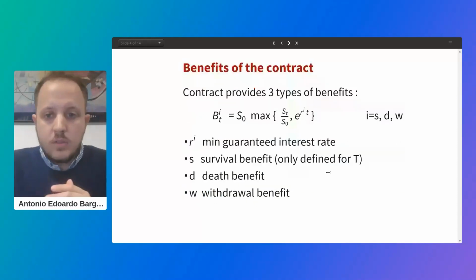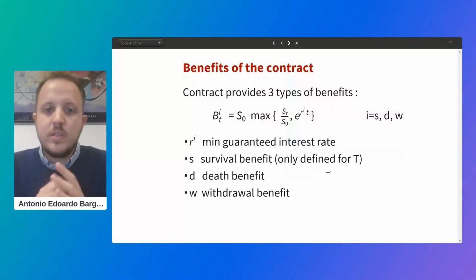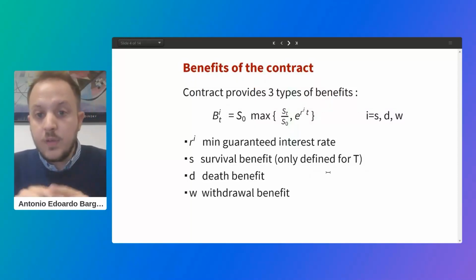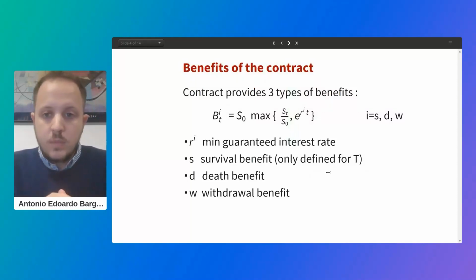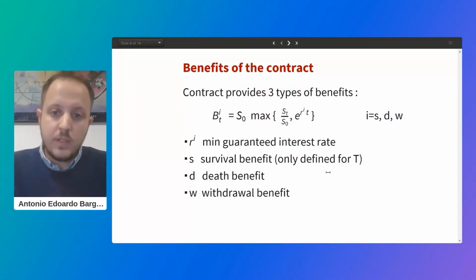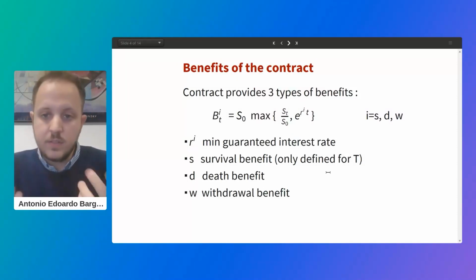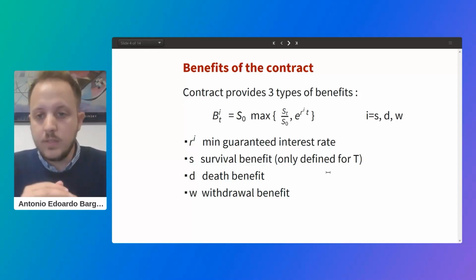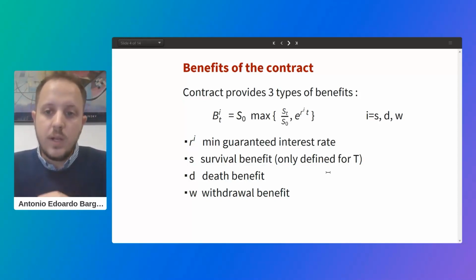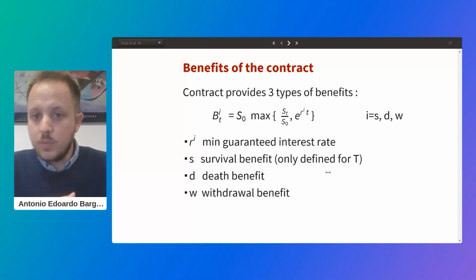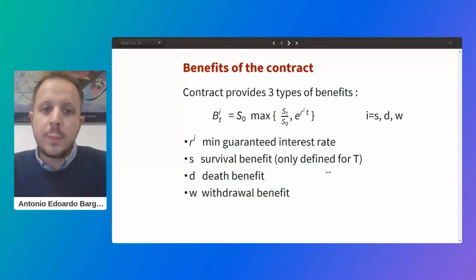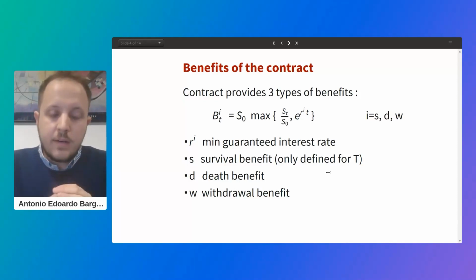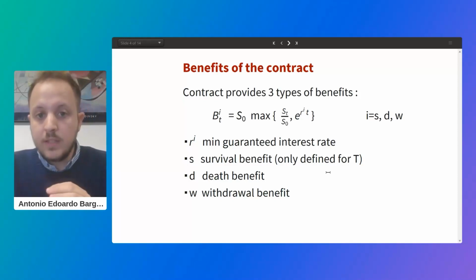Then, as I said, the benefits of the contract are of three types in this case. We have the benefits in case of survival, the one in case of death, that is usual in the endowment insurance, but we also have the benefits in case of withdrawal, which is the one that the policyholder receives when he exits from the contract, so when he exercises the surrender option. And these benefits are related to the performance of the reference asset, S of t.